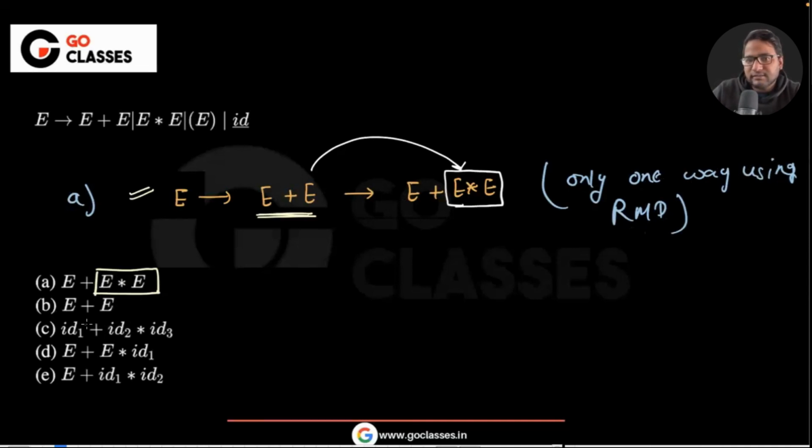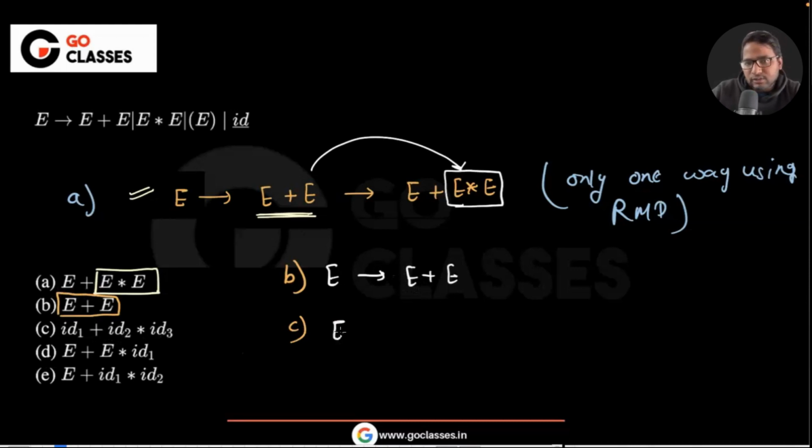Isn't it easy? So here for option B, you will say it is just like E gives E plus E, isn't it? E gives E plus E. So what is the handle here? Just E plus E. What just got reduced? E plus E only, right? So this is the handle. Okay. Can you tell me the handle for ID plus ID into ID? So this is option C, where we need to tell for ID plus ID into ID.